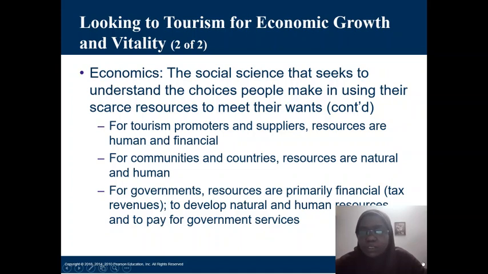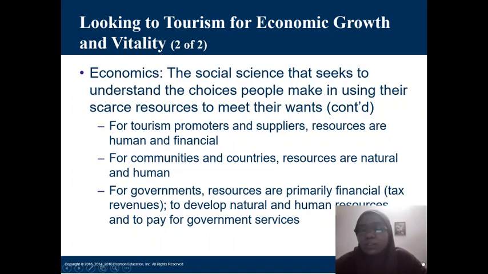Having explained what scarce resources means to tourists, we want to see the other stakeholders too. What are the scarce resources to them? For instance, we have the tourism promoters and suppliers, and for them, the resources are human and financial. It could be human in nature, where you have maybe the labor that they're going to employ to work for them, as well as financial resources.